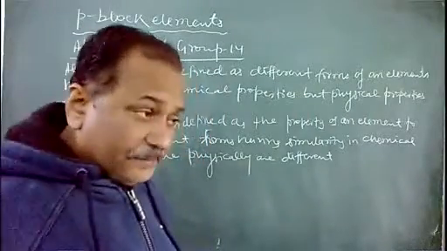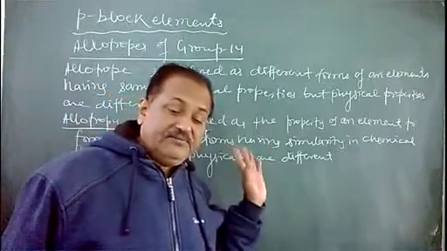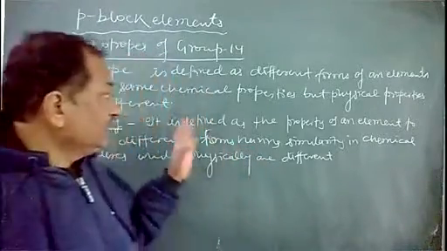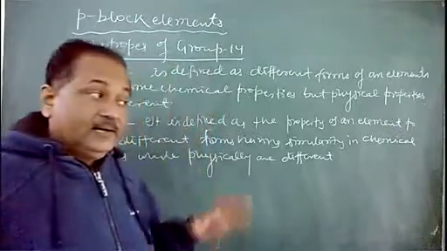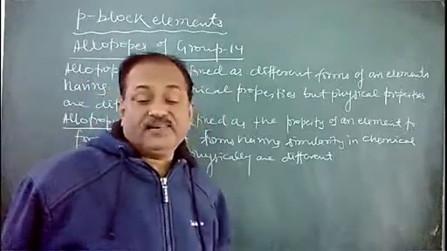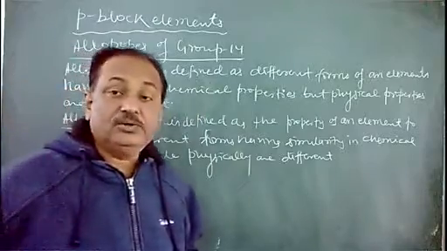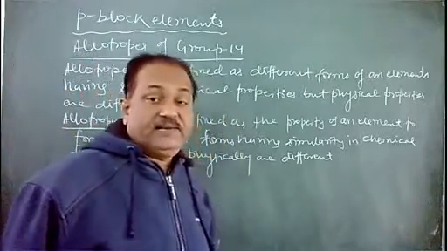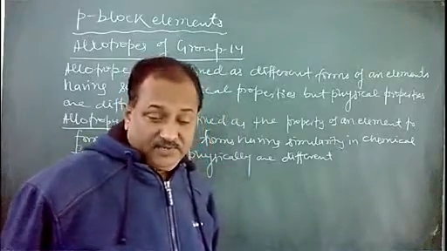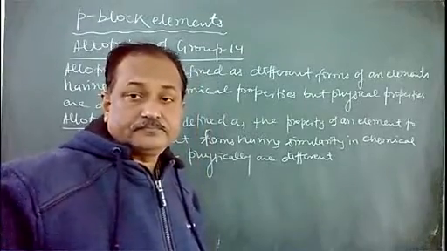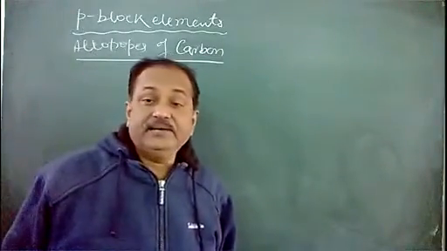Now, many elements form allotropes, children, and here we have to see group 14. In group 14, carbon is the most important element which exhibits allotropy. Carbon is the most suitable element which forms a number of allotropes. Now I am going to explain the very important part, allotropes of carbon.